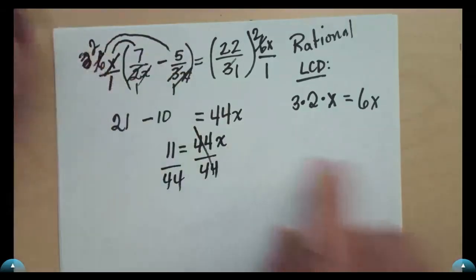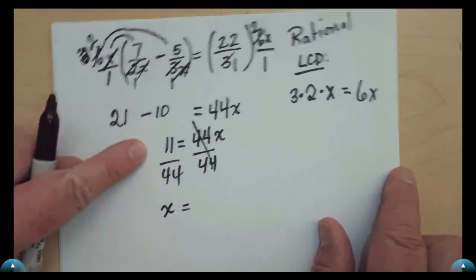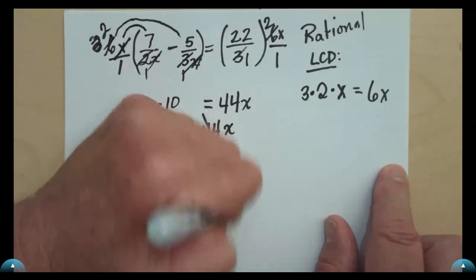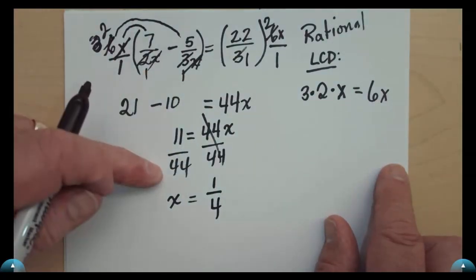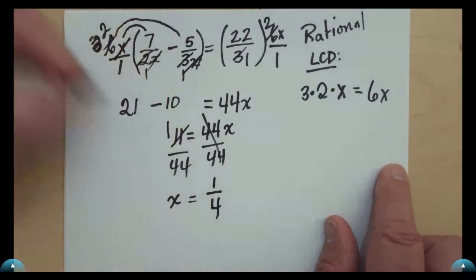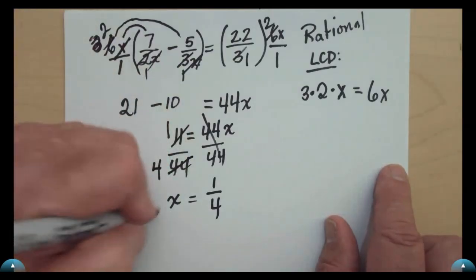When I do, I get x by itself on one side of the equation. On the other side of the equation, I have 11 over 44, but do y'all see that if I simplify that as I should, that's 1/4, right? 44 is 11 times 4. So 11 goes into 11 one time, 11 goes into 44 4 times.